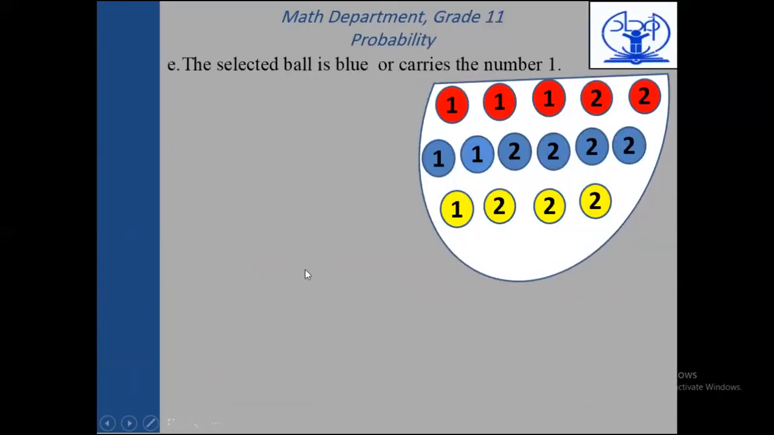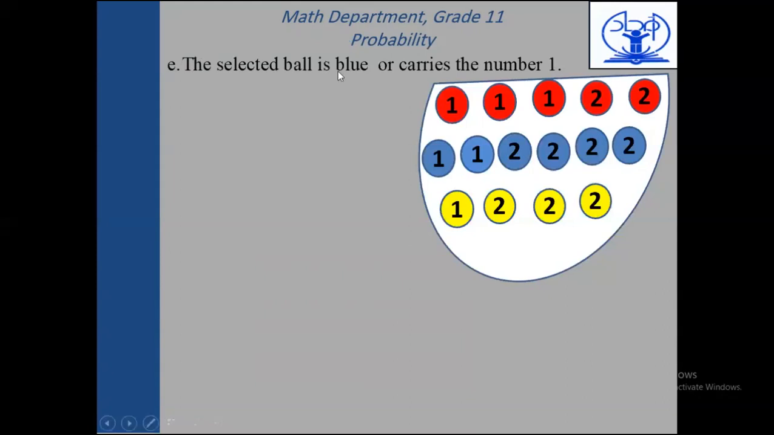Now, what's the probability that the selected ball is blue or carries the number 1? Again, whenever you have an expression containing "or", you have the choice of interpreting the meaning of this event, but you have to know how to interpret the "or". So, "or" means union. Whenever I read "the selected ball is blue", this means that all the blue balls are accepted regardless of the second part of the statement, because you have an "or" here. So if the ball satisfies at least one of these two, it will be accepted.